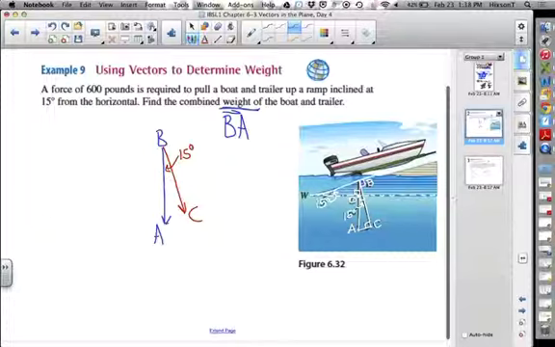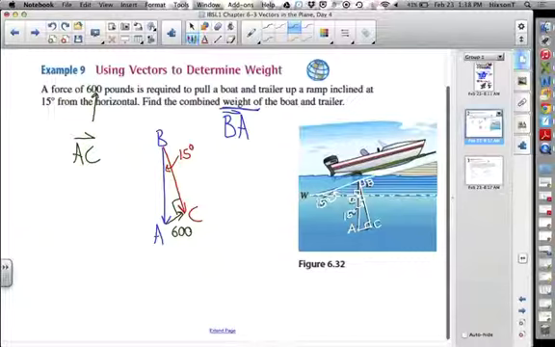If we're pulling the boat up the ramp, you can say it's a right triangle. But if we're pulling this up the ramp, that vector AC is how much force it's taking to pull that up. So that 600 is right here. That's the 600 pounds of force magnitude. The direction would be 15 degrees up from the horizontal.